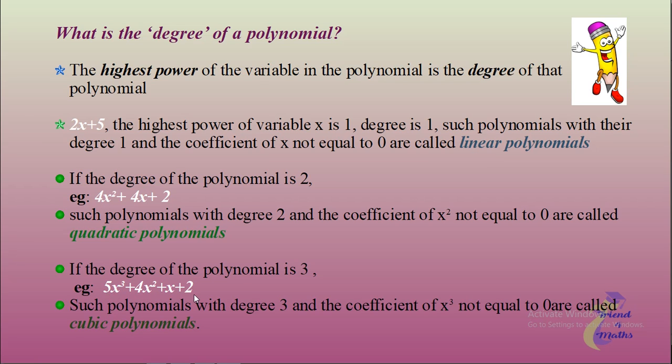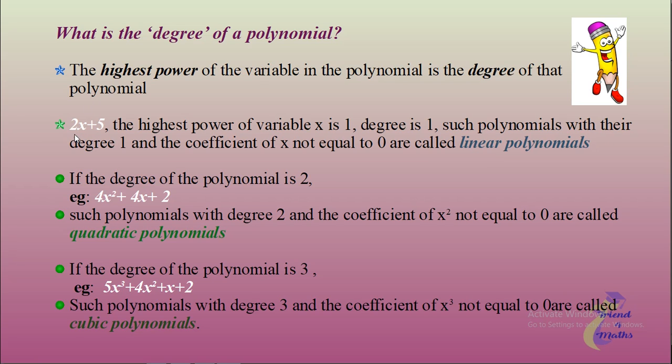Next, in this polynomial, the constant term will be 2, the coefficient of x is 1, the coefficient of x square is 4, and the coefficient of x cube is 5.